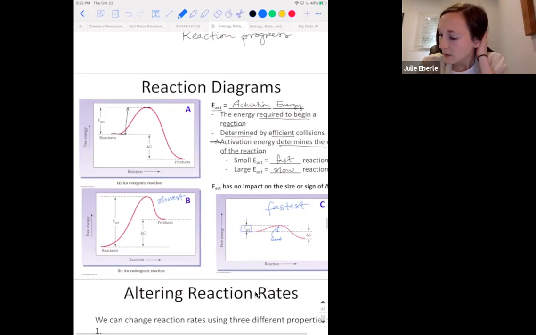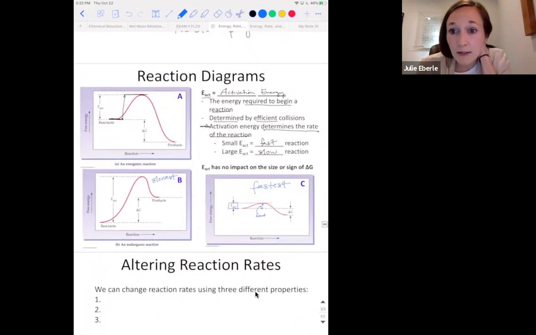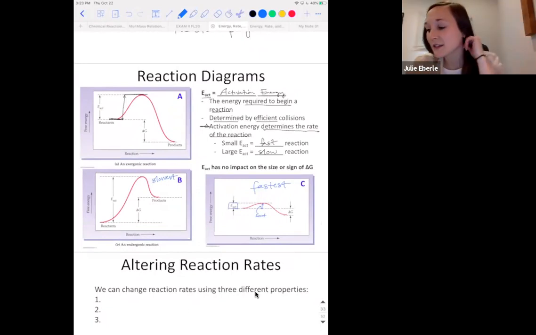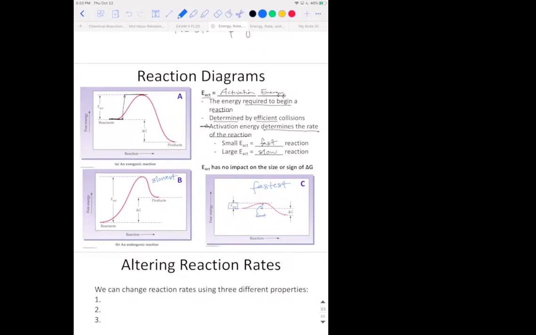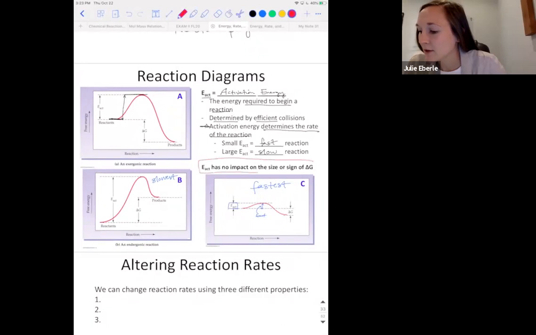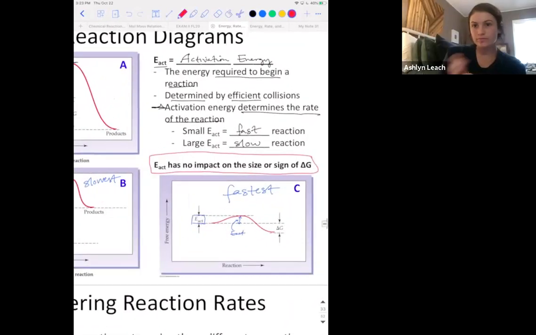Okay, questions on how we just did that kind of stuff? So the faster the reaction, the more favorable it is. Not necessarily. And I'm glad you just said that. Is that Ashlyn? It sounds like Ashlyn. Yes, it is. I forgot to read this line right here. So I'm glad you just said that.